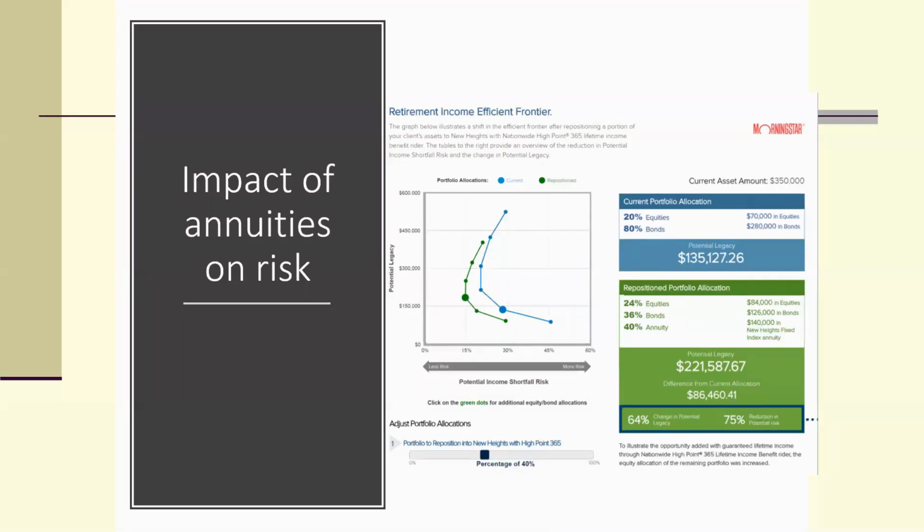Now, in the green example, what we've done here was we've taken half of the bond positions and we've substituted those with an annuity. So we're using an annuity as a surrogate for bonds in this example. And as you can see here, we've moved the line to the left. So we've actually taken risk out of the portfolio. And as a result, we've actually added an additional $86,000 potential dollars to the legacy value at the end of this person's life. So rather than leaving $135,000 to their heirs, they would have left roughly $222,000. That's just an example of adding an annuity to the portfolio to improve the results over time.